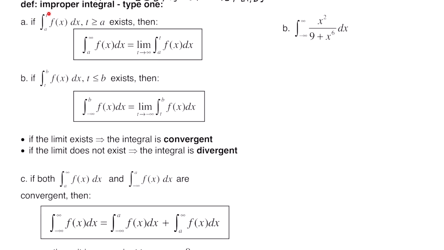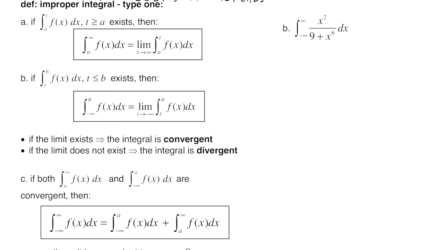This definition says an improper integral of type 1. We have part A, if the integral from a to t of f of x dx, where t is greater than or equal to a exists, then we have the integral from a to infinity of f of x dx is equal to the limit as t goes to infinity of the integral from a to t of f of x dx. So instead of this infinity right here, we write limit as t goes to infinity and replace that infinity with t right here.